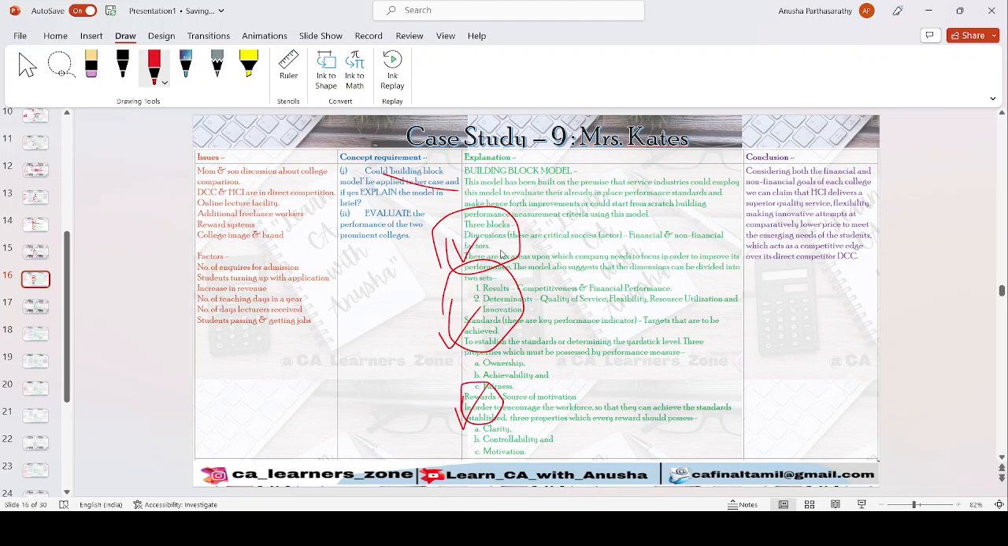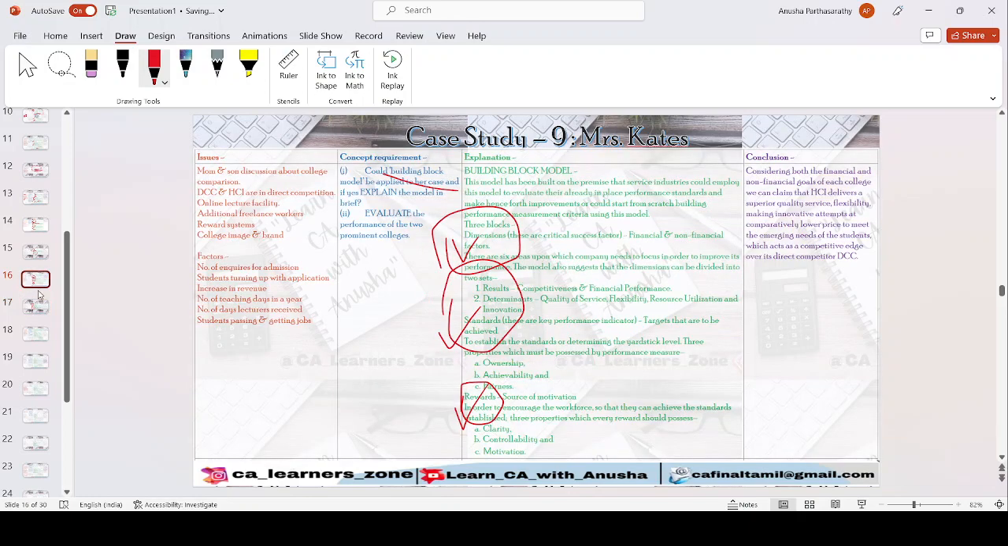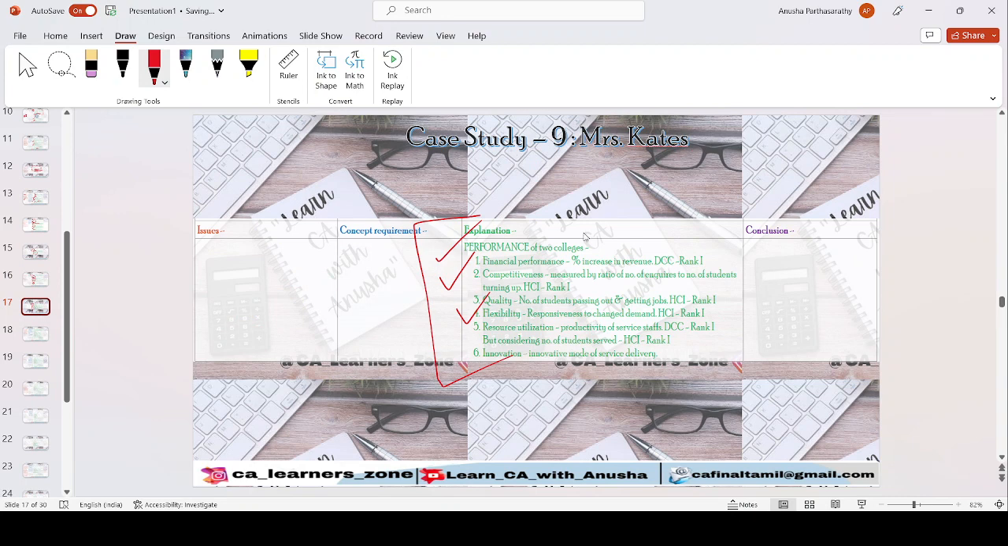Let's repeat all the things. Dimensions would be results, competitiveness and financial performance, determinants, quality of service, flexibility and resource utilization, and innovation. Standards would be ownership, achievability, and fairness. Rewards would be clarity, controllability, and motivation. Based on the financial performance of the two colleges, taking all these factors like standards, determinants, and rewards, she will join her son based on the ranks.